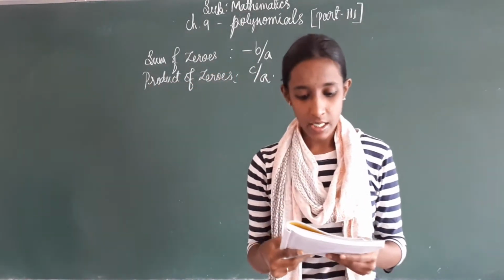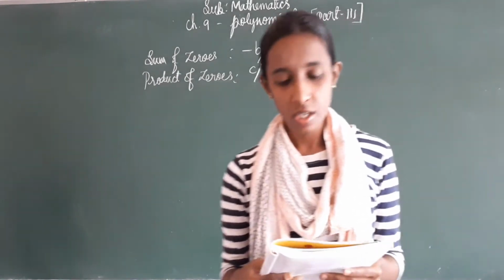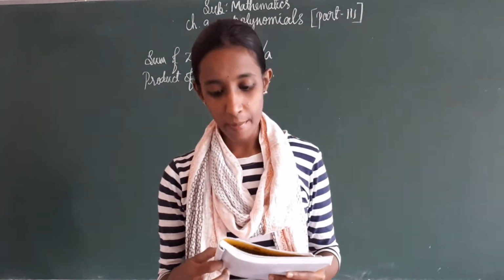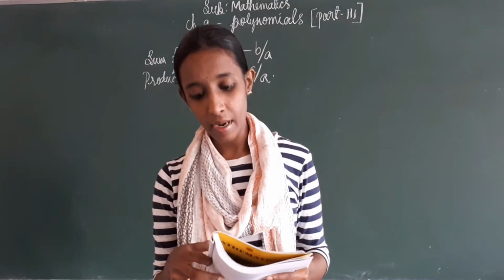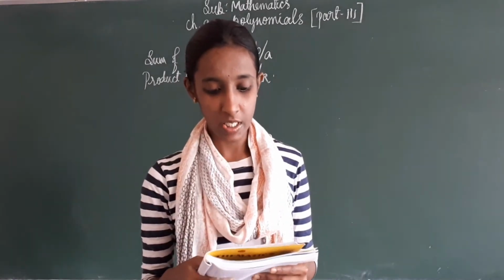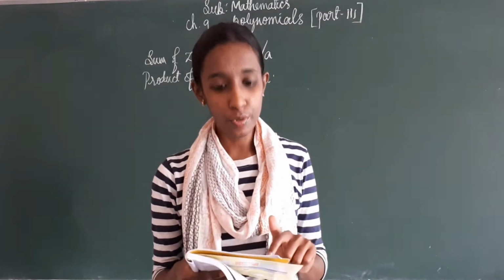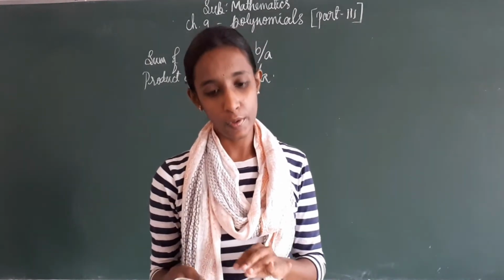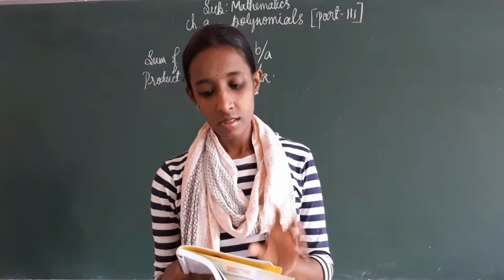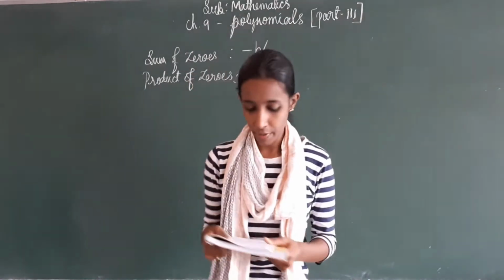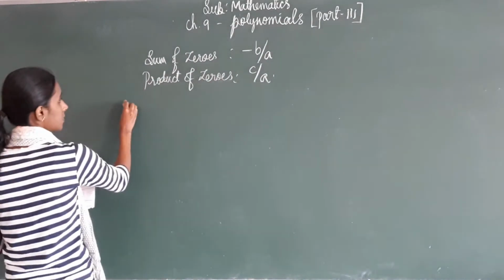Secondly, find a quadratic polynomial with the given numbers as the sum and product of its zeros respectively. Here they have given sum and product. What is it you have to do? You have to find a quadratic polynomial for the given sum and product. Okay? How to do that?